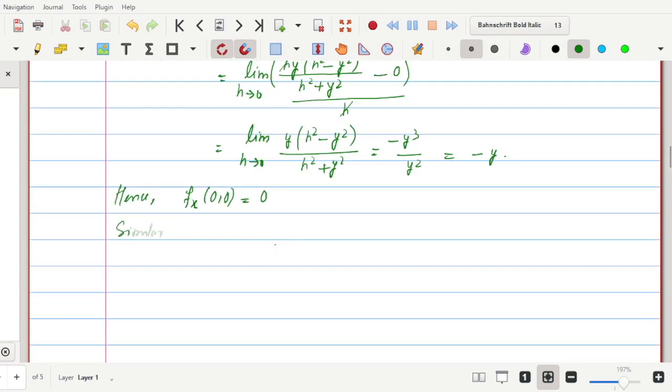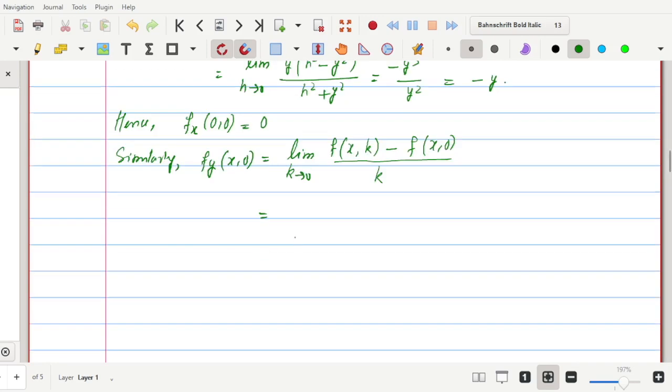Now on similar lines, similarly, when we evaluate fy at (x, 0), this will be equal to limit k tends to 0, f(x, k) minus f(x, 0) whole divided by k. Now using the values of the function f(x, y), we get this limit k tends to 0. Now f(x, k) will be equal to xk into (x² minus k²) whole divided by (x² plus k²) minus 0, because f(x, 0) will be equal to 0, whole divided by k.